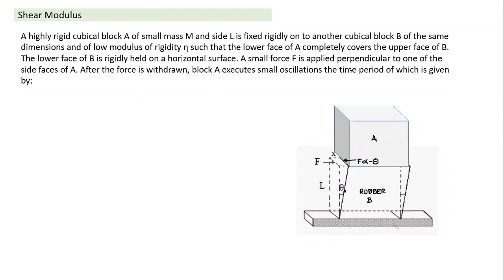Okay, and block B of the same manner, it has low modulus of rigidity. When it has low modulus of rigidity, then only it will have more shear deformation. Otherwise, deformation becomes negligible. And the lower face of A completely covers the upper face of B. These two are identical. A is placed on the top of B, so the common surface is a common area.